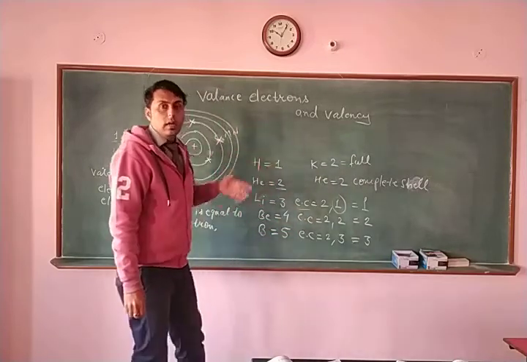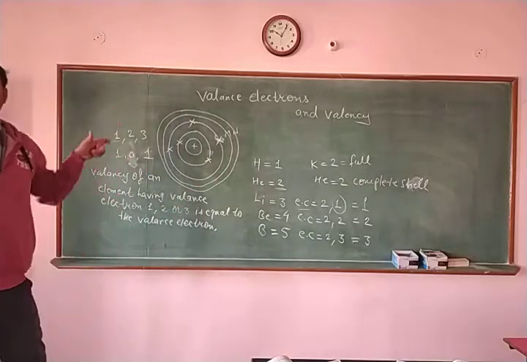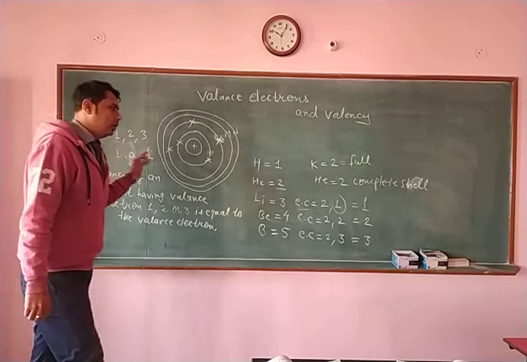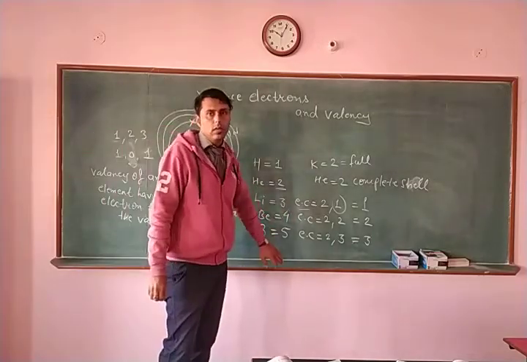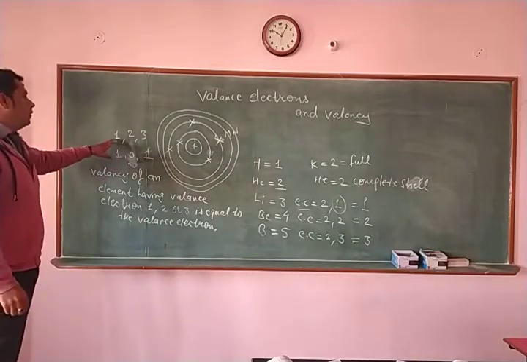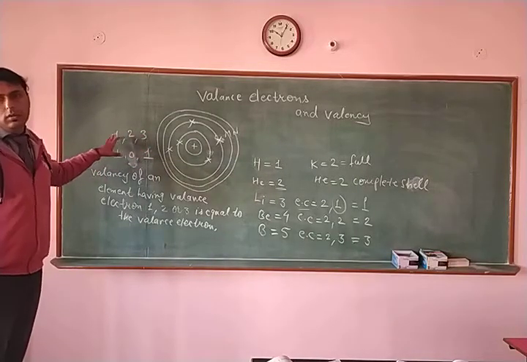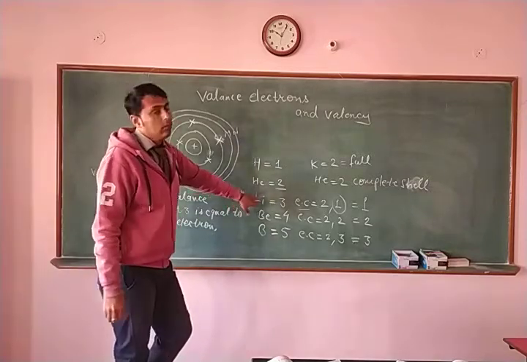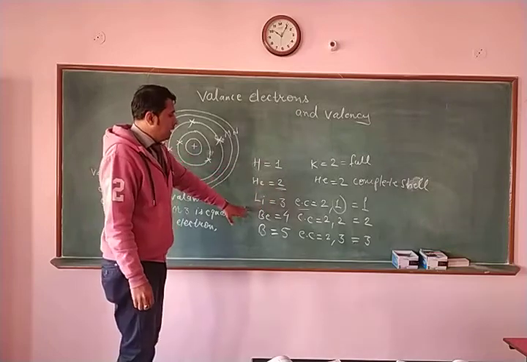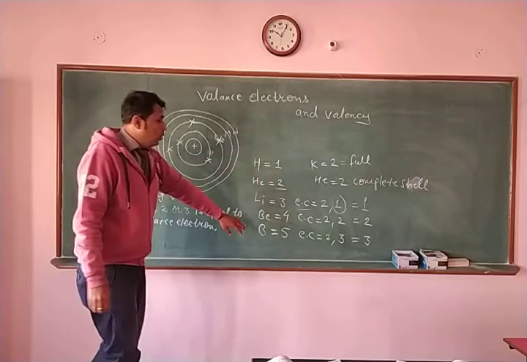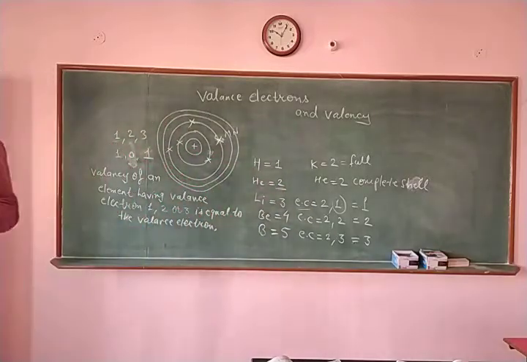As we are in 9th class, we are up to 20 only. We see the elements up to 18 and 20 only. So for that, you should know the electron configuration, and through that we can calculate. Right now we are calculating for 1, 2, and 3 valence electrons. If an element like lithium has 1 valence electron, the valency will be 1. Beryllium has 2 valence electrons in the outermost shell, so the valency will be 2. Boron has 3 valence electrons in the outermost shell, and the valency will be 3.